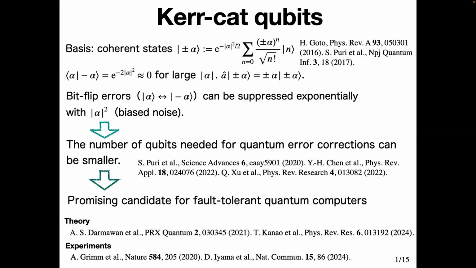Thanks to the nature of bias noise, the number of qubits needed for quantum error corrections can be smaller. So Kerr-cat qubits are a promising candidate for fault-tolerant quantum computers. And this is why Kerr-cat qubits are actively studied. And these are a few examples.